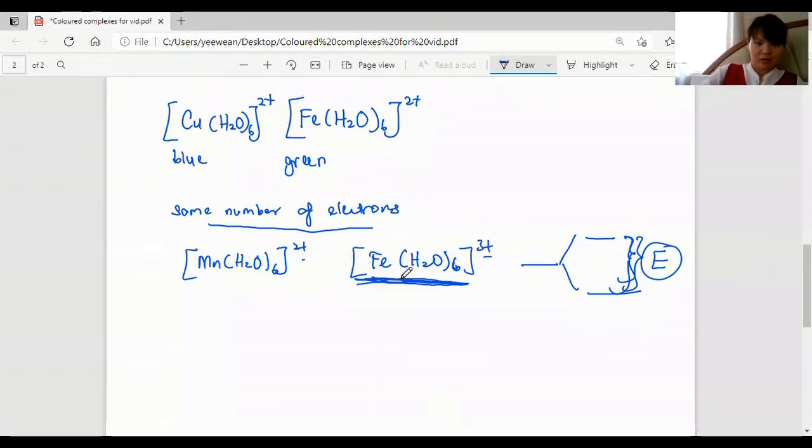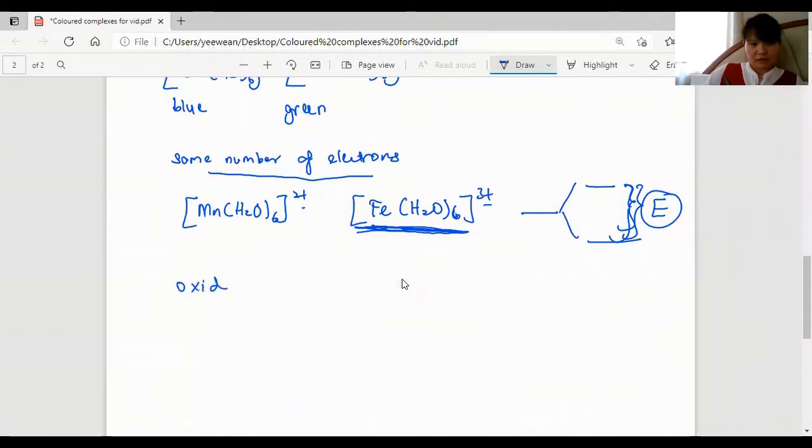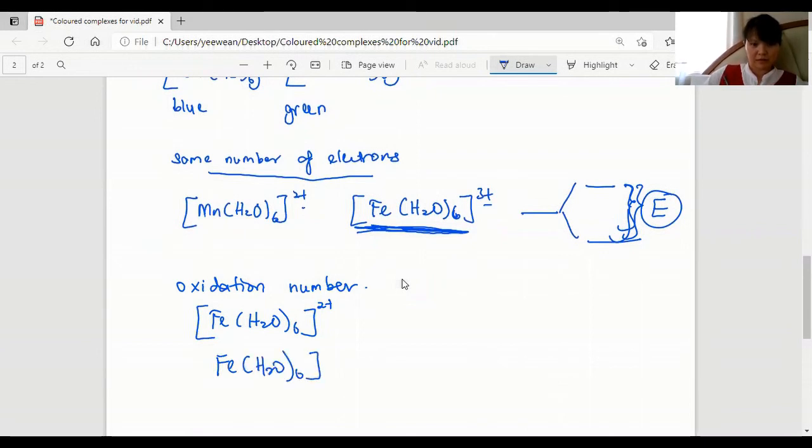Okay, next thing is the oxidation numbers. So we can have Fe in 2+ or Fe in 3+. So similar explanation as the one we had just now. The one with the larger charge will pull the ligands closer towards itself, therefore a larger repulsion. There's more repulsion, so the gap is going to be larger compared to the one with lesser charge.